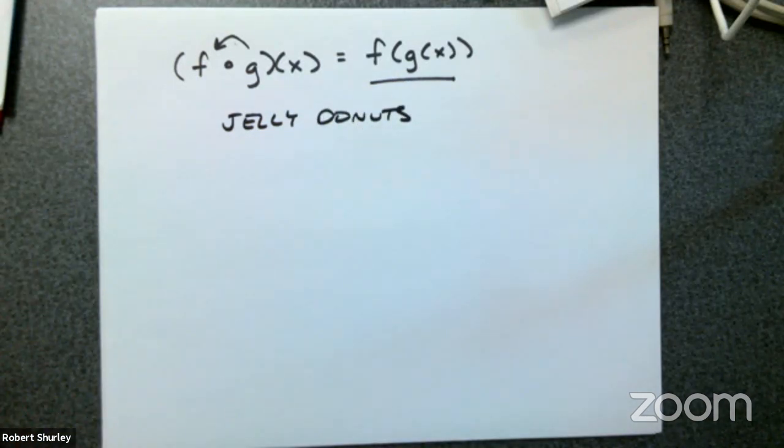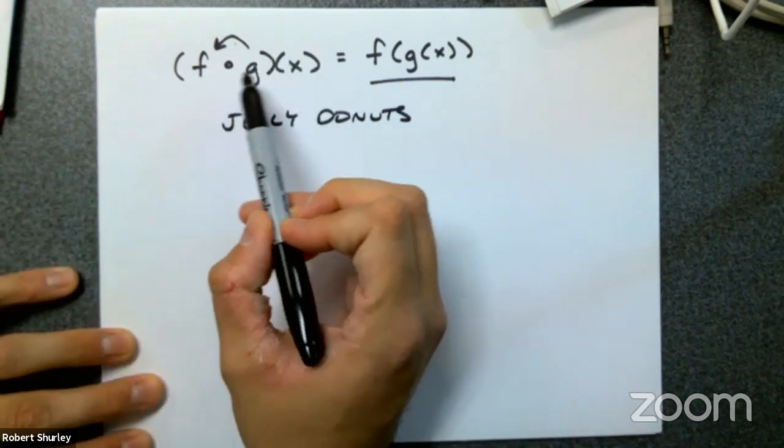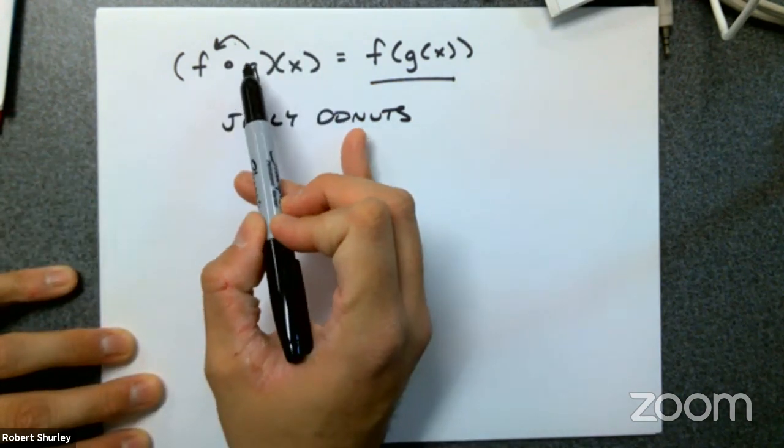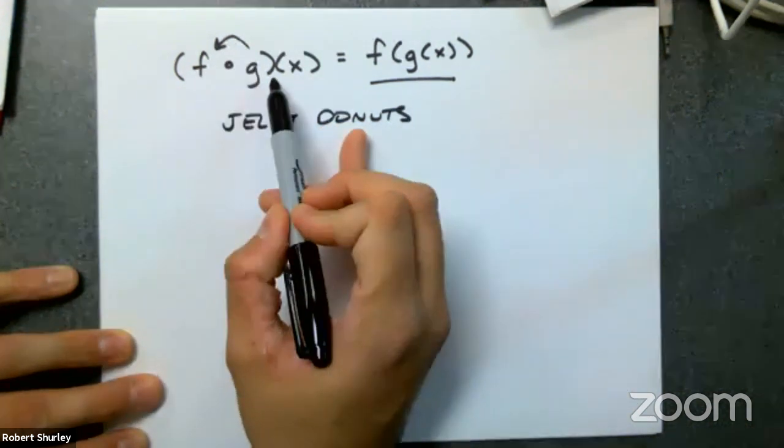Okay, jelly donuts. And I know this is goofy. This does not work out algebraically, but the idea is to get the order of these. Order matters with this. Look, that second function goes into the first function, okay? The first does not go into the second.